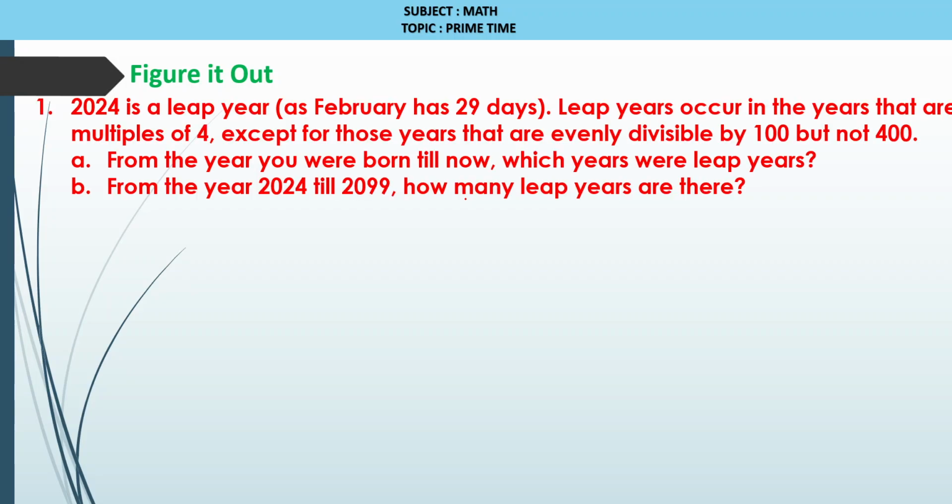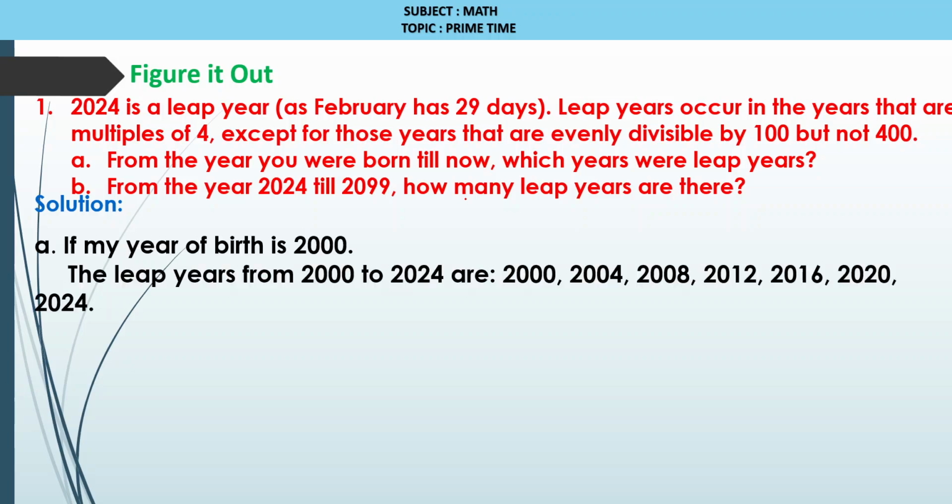Let us see the questions. Figure it out. First question. 2024 is a leap year because, as observed, February has 29 days. Leap years occur in the years that are multiples of 4, except for those years that are evenly divisible by 100 but not 400. A: From the year you were born till now, which were leap years? B: From the year 2024 till 2099, how many leap years are there?